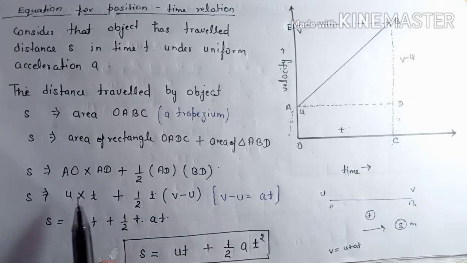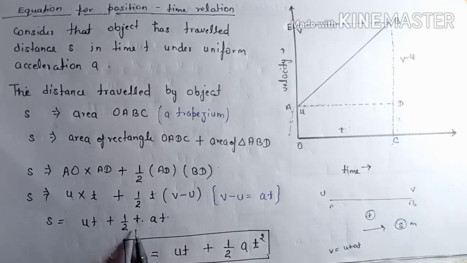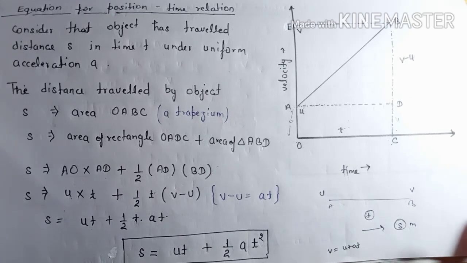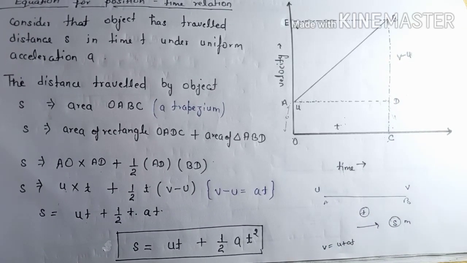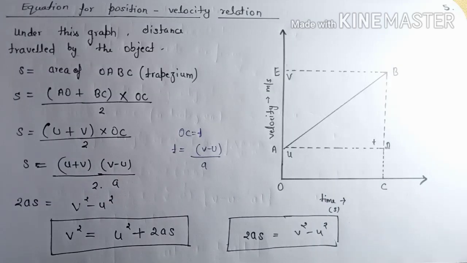Now put the value of V minus U as AT. Now S is equal to UT plus 1/2, multiplied by T and V minus U, which is AT. So eventually we get the relation S is equal to UT plus half AT square. That is the relation of position and time for the motion of an object. And for the position velocity relation, we use the same graph again, plotted against time.